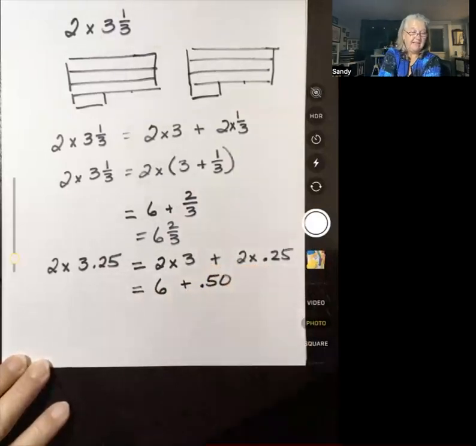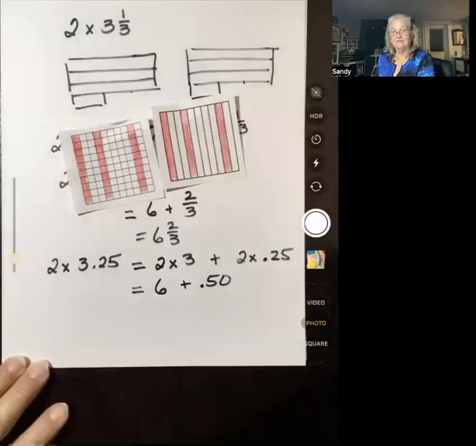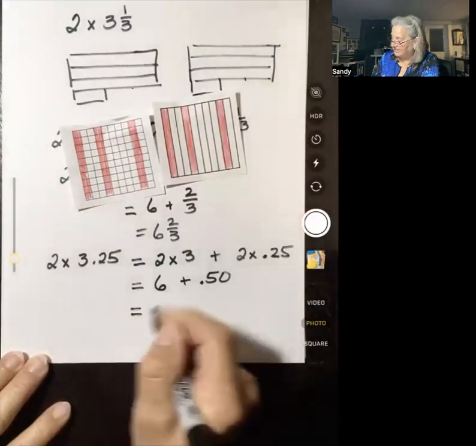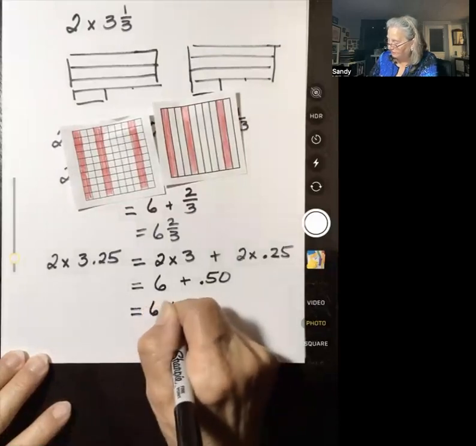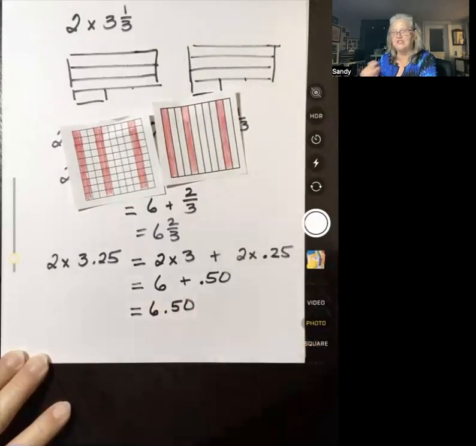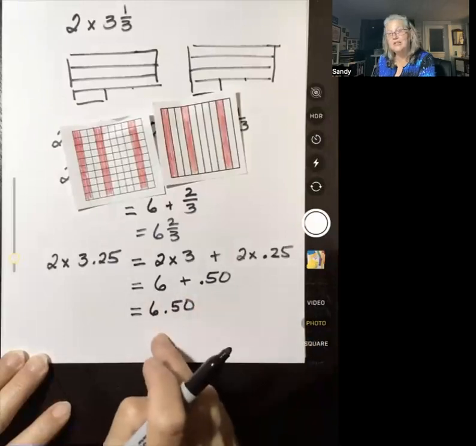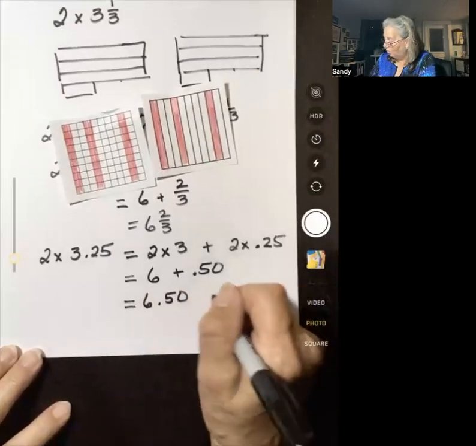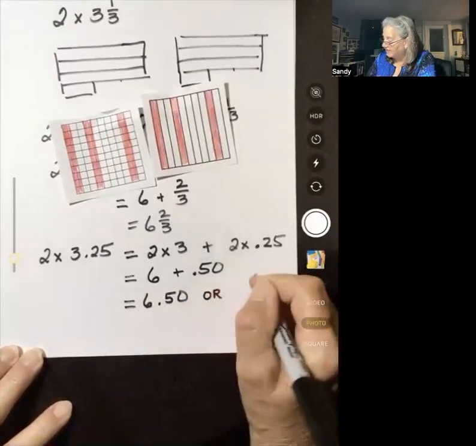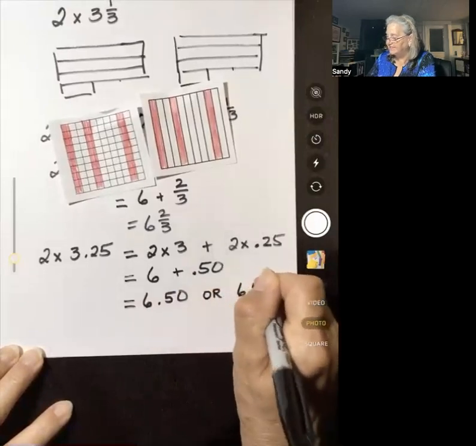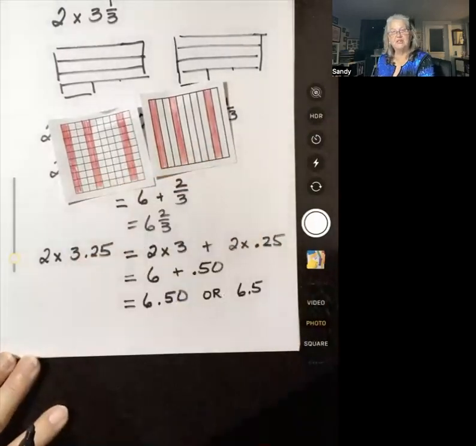Now, think back to this. I can write this answer 2 different ways. I can either say this is 6 and 50/100ths, and notice my use of the word and for the decimal point. Or I could write this as 6 and 5/10ths. Those would be equivalent.